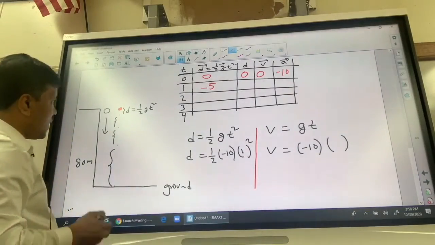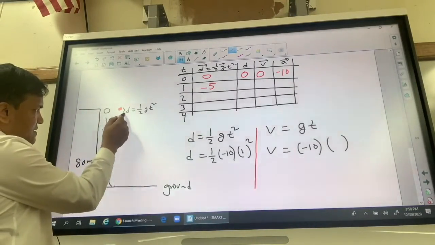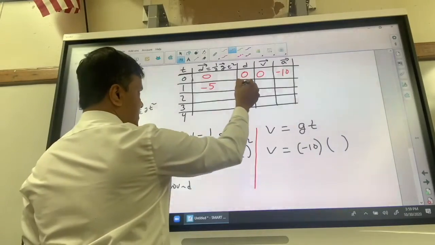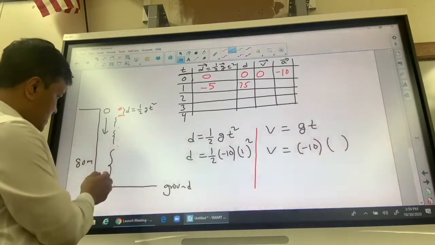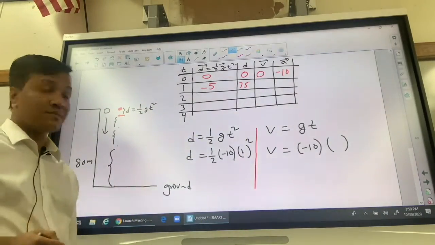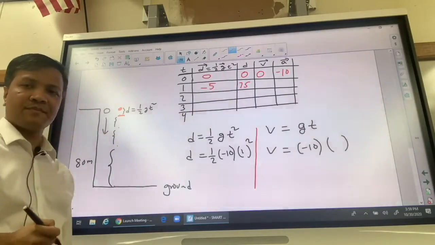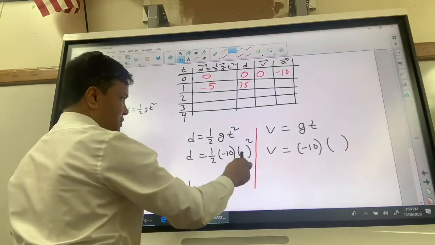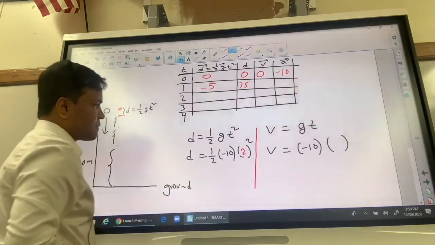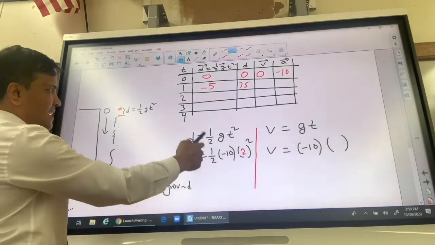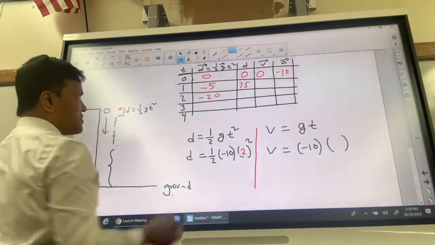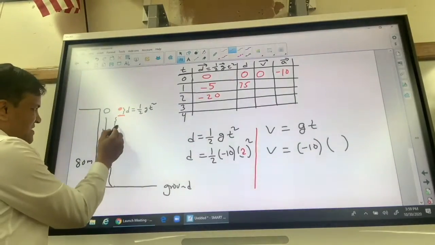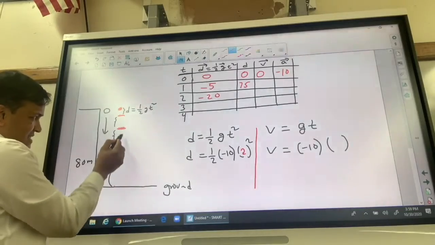Now, the ball is 75 meters above the ground, so you're going to simply write 75. At the end of 2 seconds, you're going to put 2. So it's now negative 20, so the ball is now 60 meters above the ground. So the ball is here. Now the ball is 60 meters above the ground.